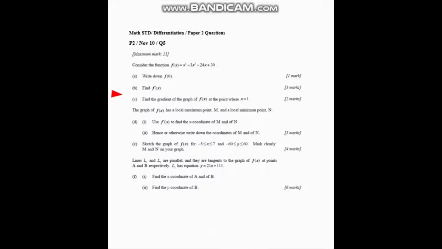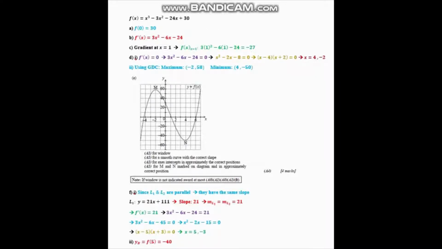Next, I'm required to find the gradient of the graph of f of x at the point where x equals 1. So the gradient of the graph is given by f dash of x. So I simply substitute x equals 1 into f dash of x. This is what I've done. 3x squared minus 6x minus 24 becomes 1 squared minus 6 times 1 minus 24. This gives me negative 27.